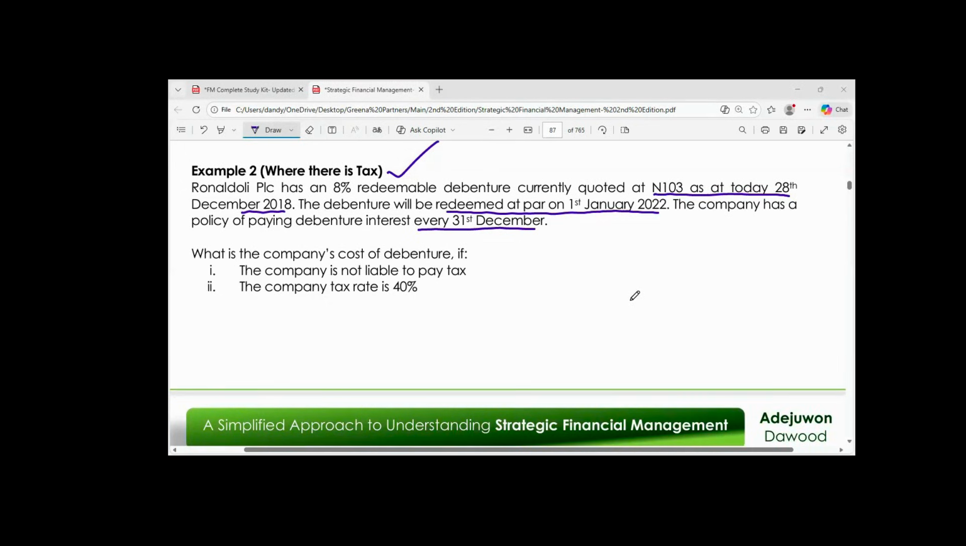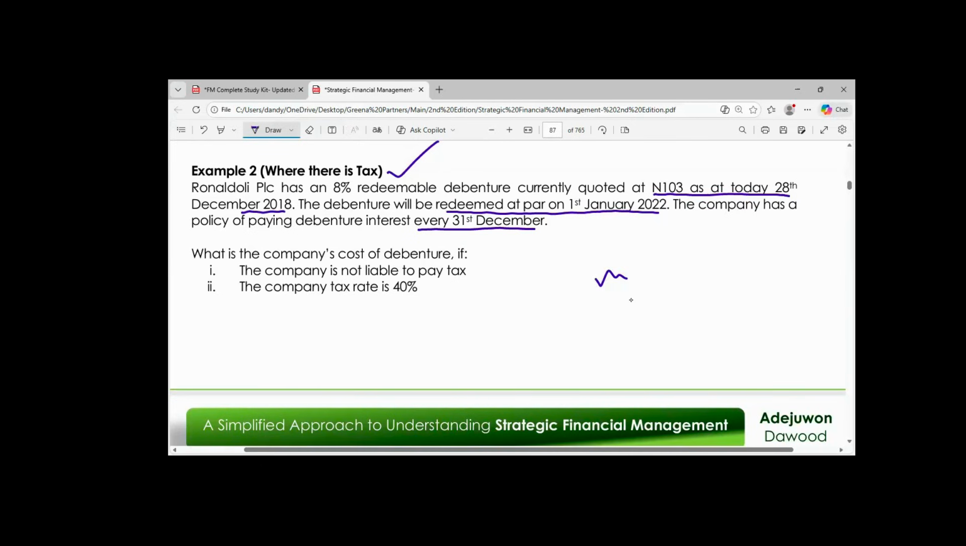First thing first, before you begin to solve this question, you need to ask yourself what kind of debenture this is. Is it redeemable or irredeemable? You will recall in our last class, I mentioned to you that the fact that the examiner calls it redeemable debt does not make it redeemable. What makes it redeemable is if you are given the redemption date. If you are given the maturity date or redemption date, then you can confirm that it is a redeemable debt. But if the redemption date is not given, you treat it as cost of irredeemable debt.